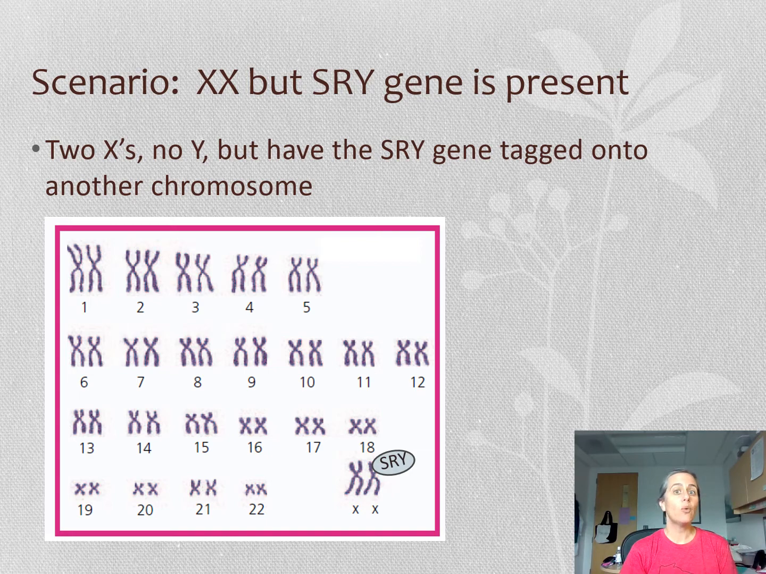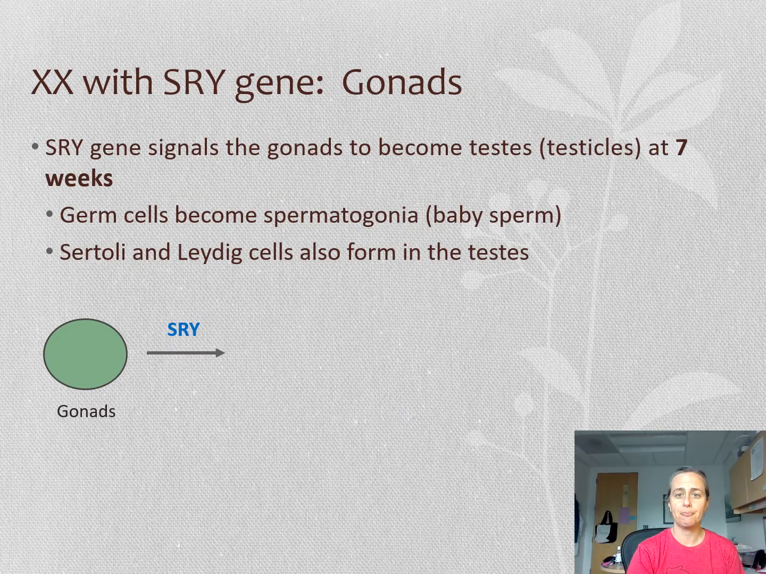So let's look at one potential scenario. Let's say someone is XX with their sex chromosomes, but for some reason having to do with how the gametes were made, how the sperm were put together and the chromosomes were assigned and distributed, an SRY gene ended up tagged on to one of those X's. So normally an SRY gene is only on a Y chromosome, but in this case there happens to be one tagged onto an X chromosome. So let's work through what would happen in this scenario.